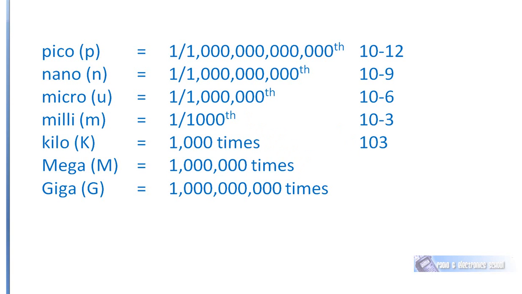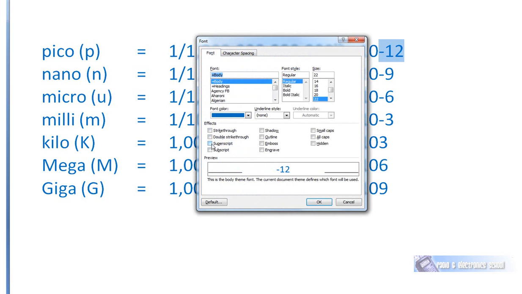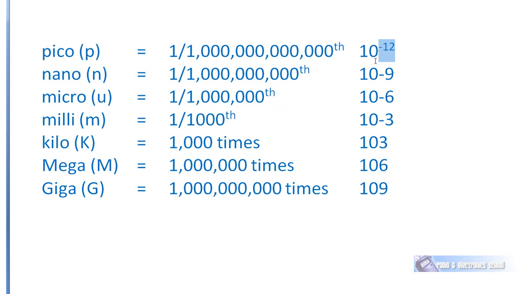Mega is 10 to the power 6, and giga is 10 to the power 9. Let me just superscript these. A little bit slow, sorry about that. I might be able to do it quickly. Superscript. That's how they're normally written, with a superscript like that.